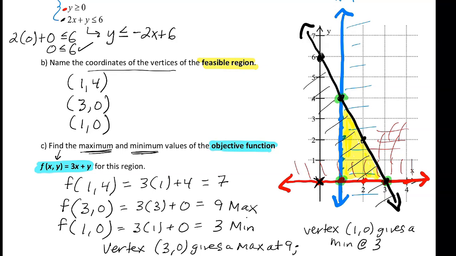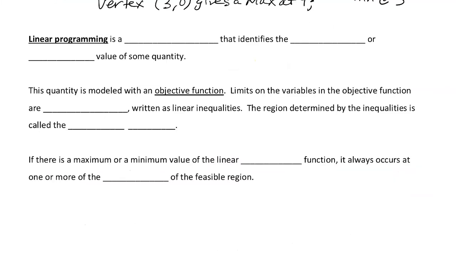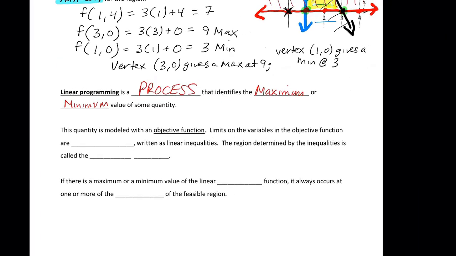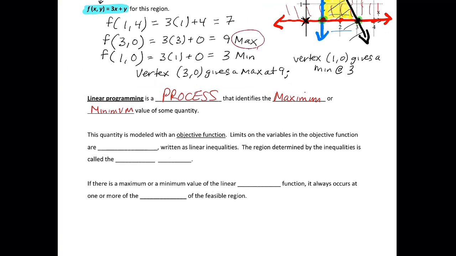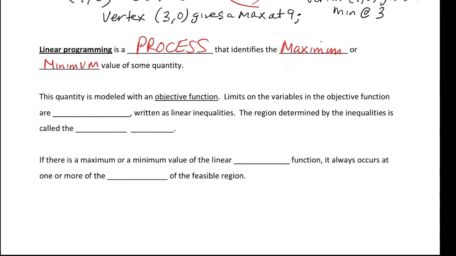Minimum value of 3. So that's basically the mechanics. What we're going to do in the rest of this lesson, I'll define some of the terms for you, and then we'll do another practice problem or two. So linear programming is a process that identifies the maximum or minimum value of some quantity. And that's what we did on part C, the maximum or the minimum of some quantity.